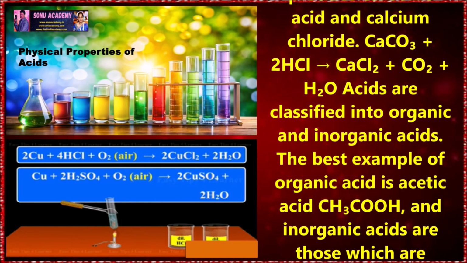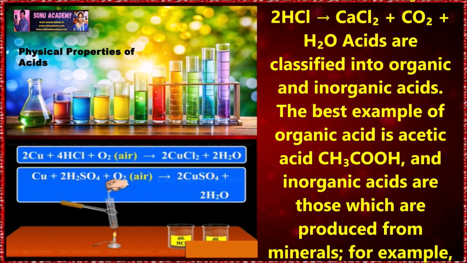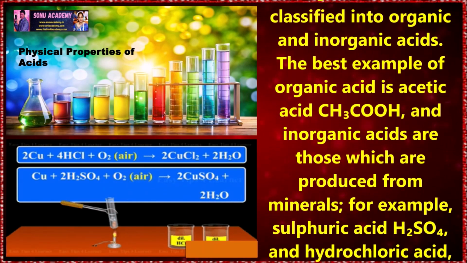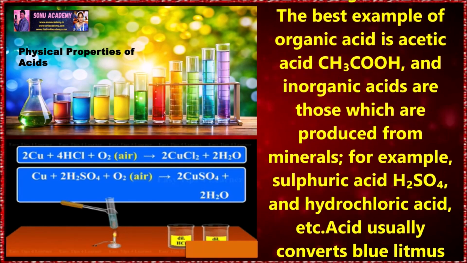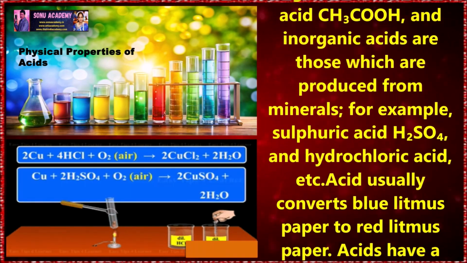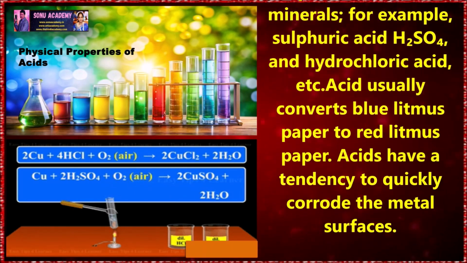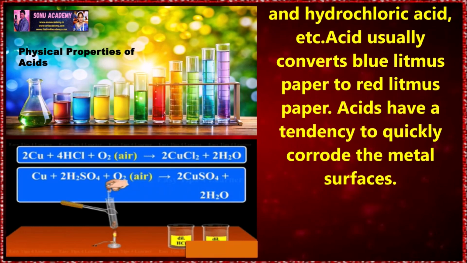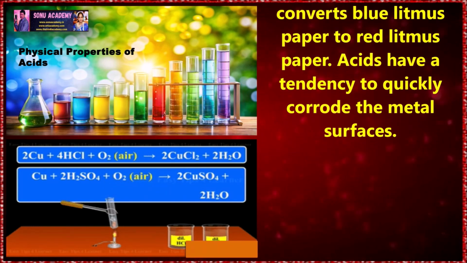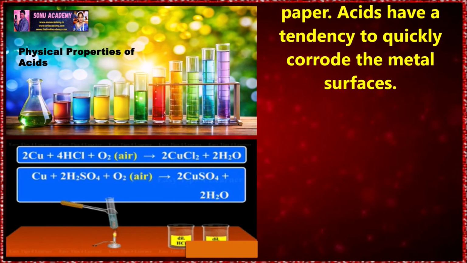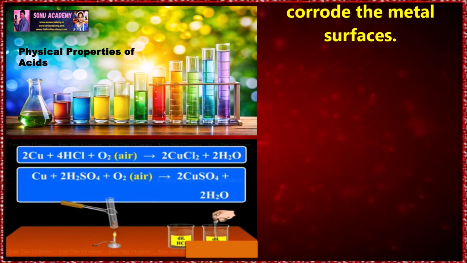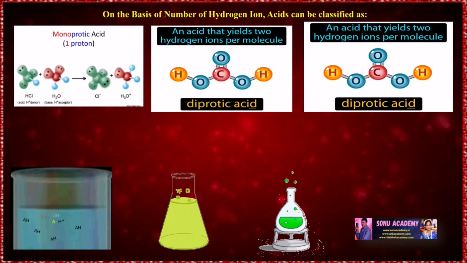Acids are classified into organic and inorganic acids. The best example of an organic acid is acetic acid, and inorganic acids are those which are produced from minerals, for example sulfuric acid and hydrochloric acid. Acids usually convert blue litmus paper to red litmus paper. Acids have a tendency to quickly corrode metal surfaces.